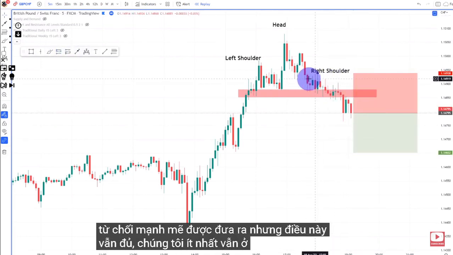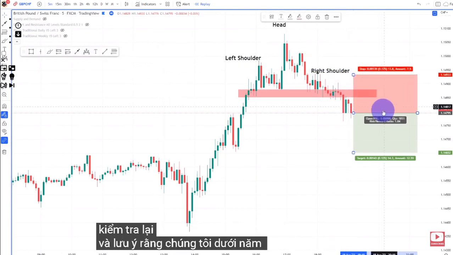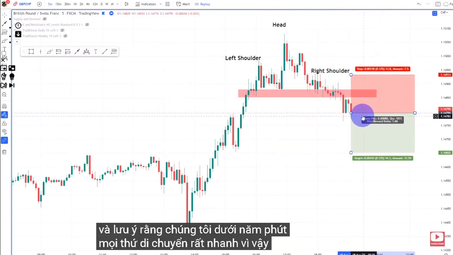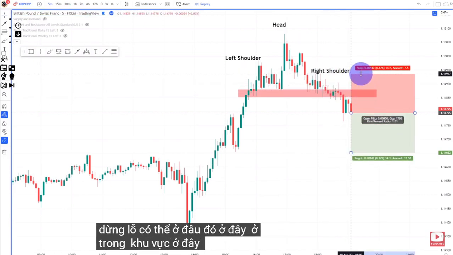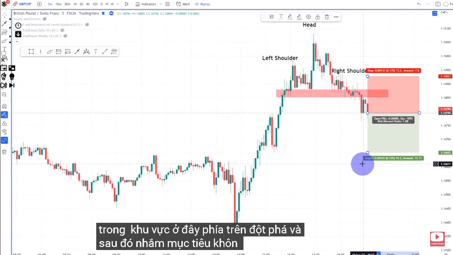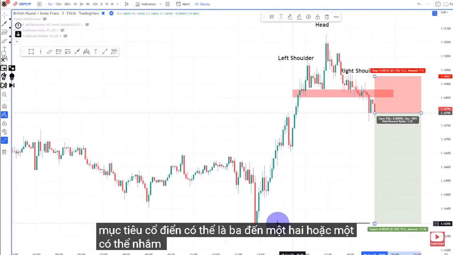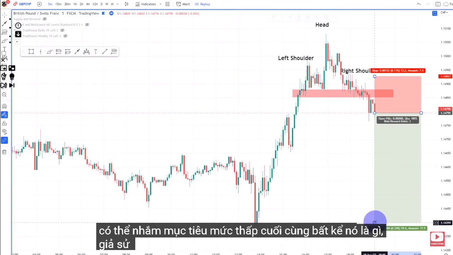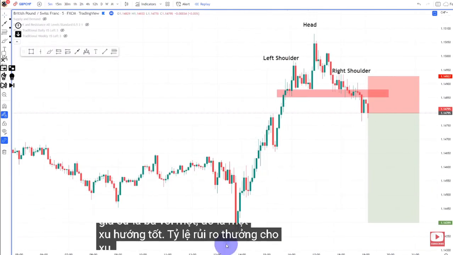We are at least staying here below this, and we have had the retest. And keep in mind, we're on the 5 minute. Things move very, very fast. So breakout, stop loss, probably somewhere here in the area above the breakout. And then target-wise, you can have a classic target, maybe 3 to 1, 2 to 1, maybe target the last lows, whatever it is. Let's say 3 to 1, which is a good reward-risk ratio for trend following.